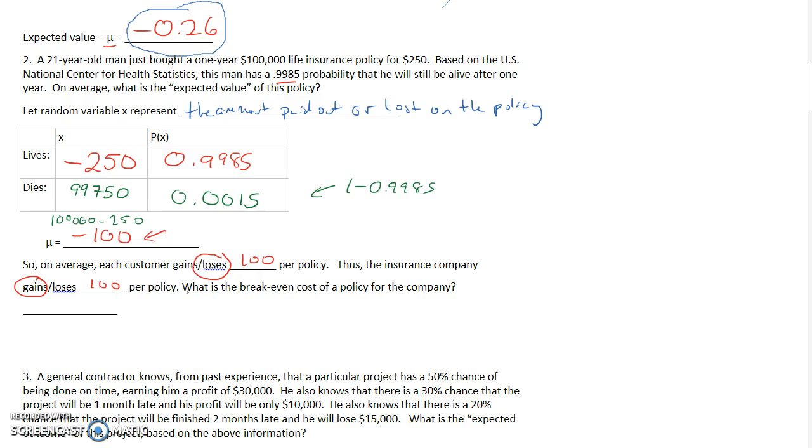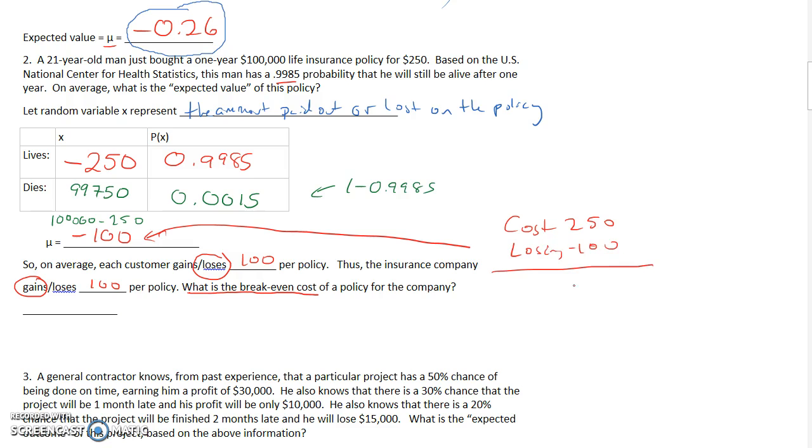Now, a tricky question, which I'm going to give you a second to think about, is what is the break-even cost? Well, it normally costs $250, right? The negative expected value of 100 means he is losing 100. If we take that away, that's like the amount he's overpaying. The break-even cost would be 150.